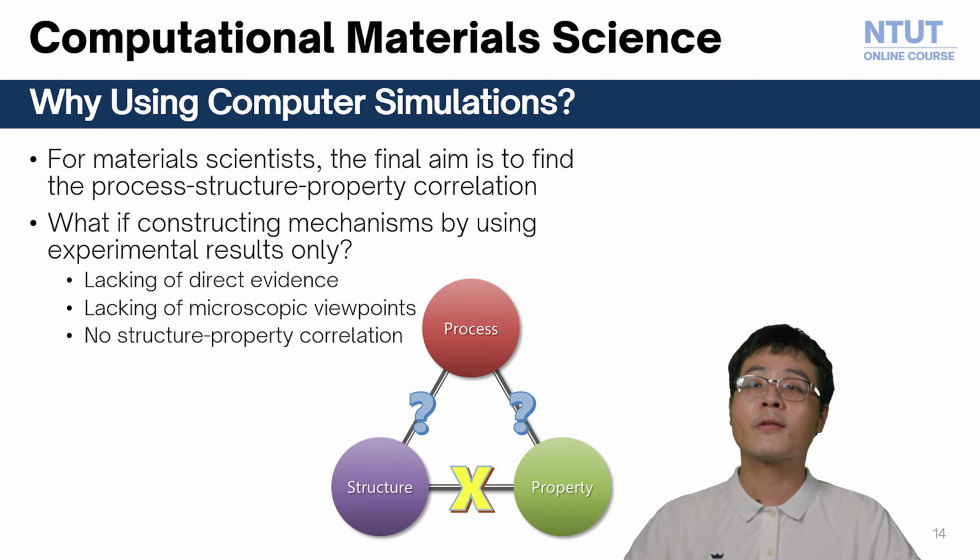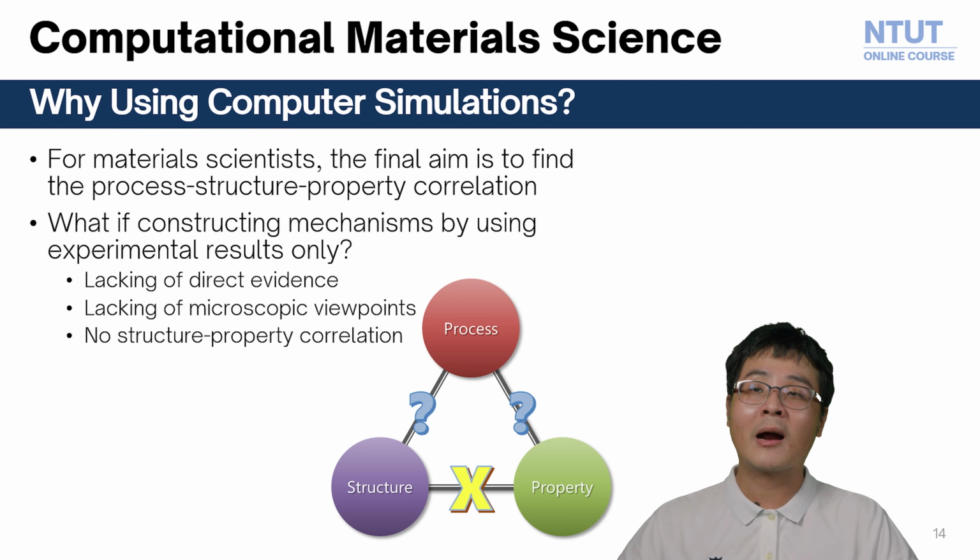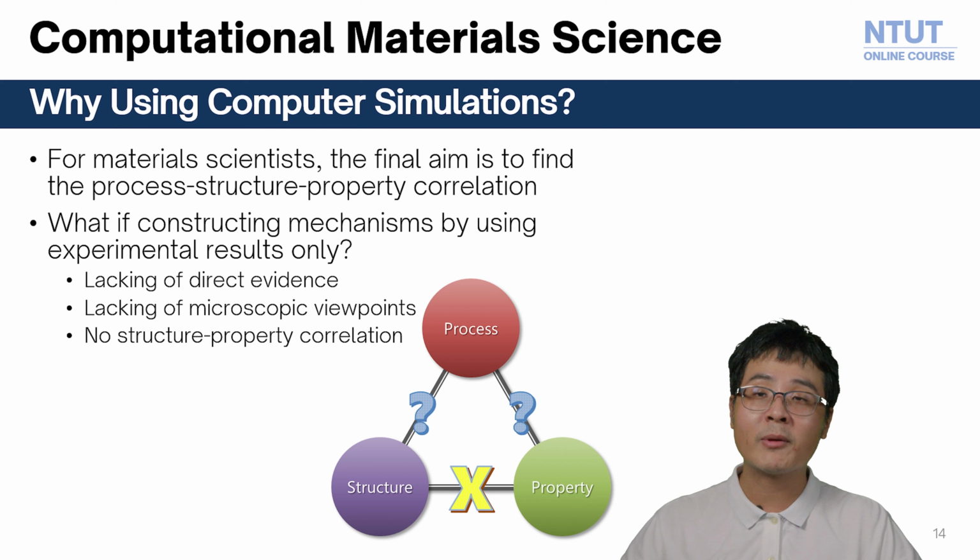So if we want to construct the mechanism, and we want to know the details of the material system by using experimental results only, we will miss a lot of issues because this kind of research lacks direct evidence and lacks the microscopic viewpoint. We only have values that come from a macroscopic viewpoint, from measurement, but we didn't have a microscopic viewpoint. We didn't have any information coming from atoms. And the most critical thing, we don't have structural property correlation.